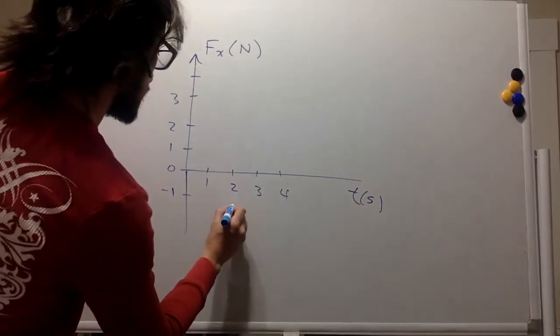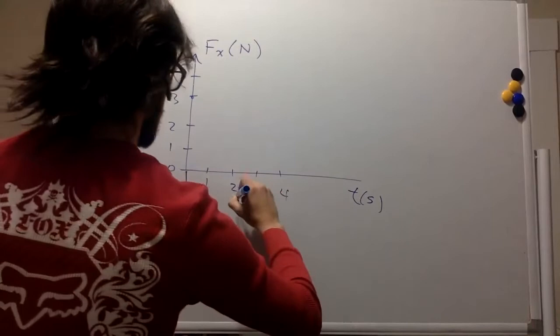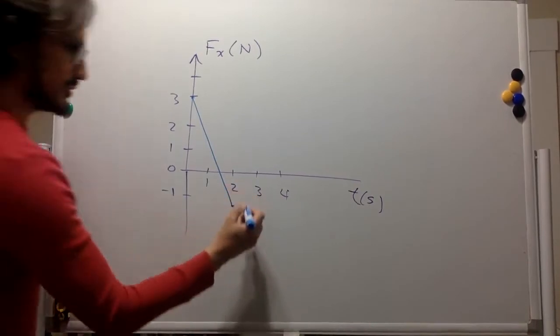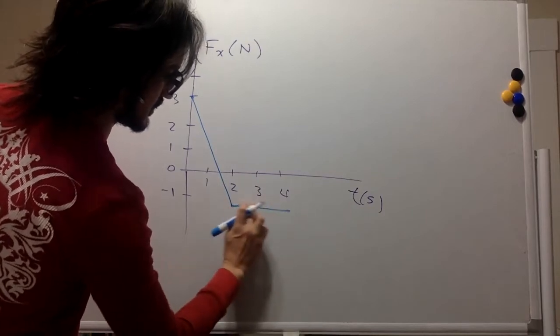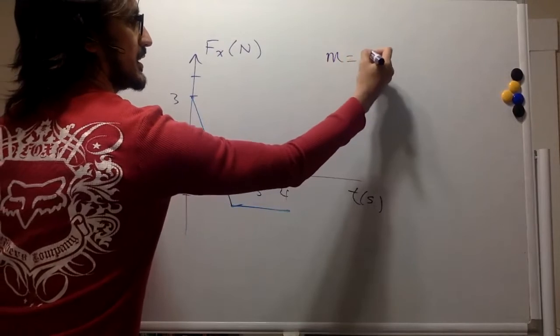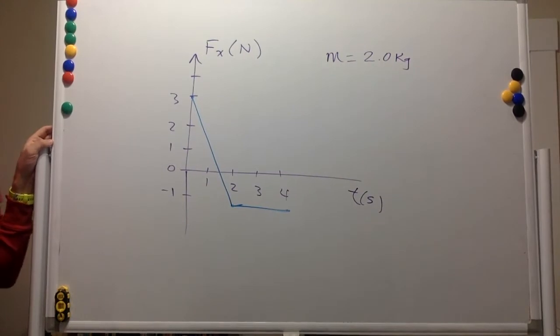And the plot looks like this. It's a difficult angle. See if I can do it. Yeah, there it is. And then from 2 to 4, it remains at -1. Should be just a straight line. We are given some more information. So this force is acting on an object that has a mass of 2 kilograms. And you're asked to draw a graph of the acceleration versus the time.